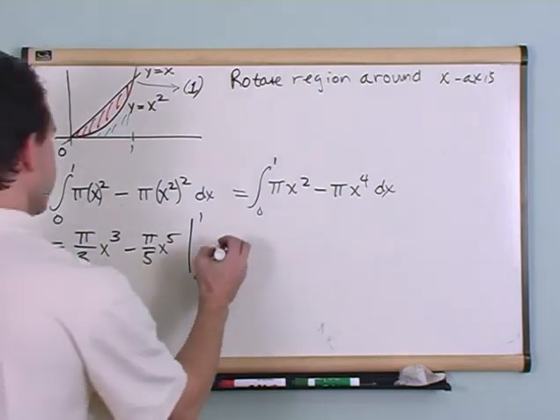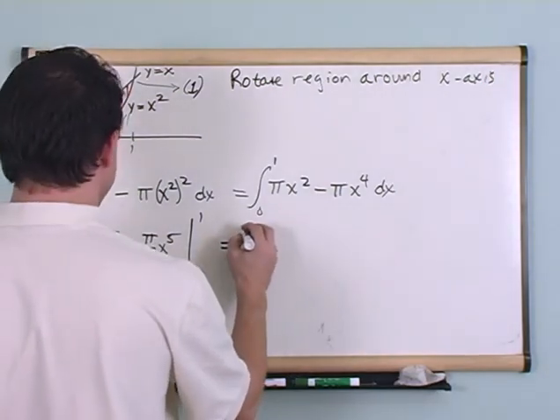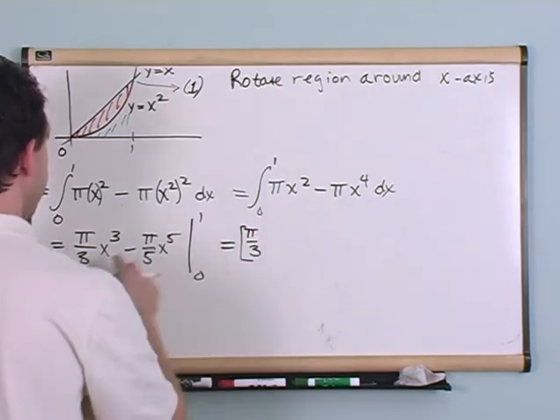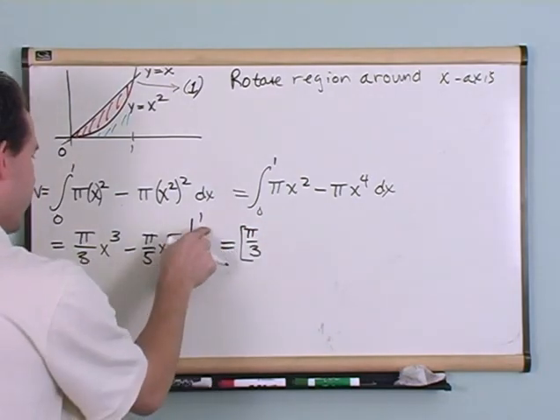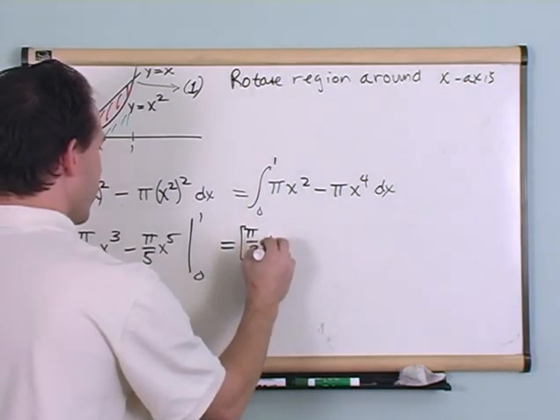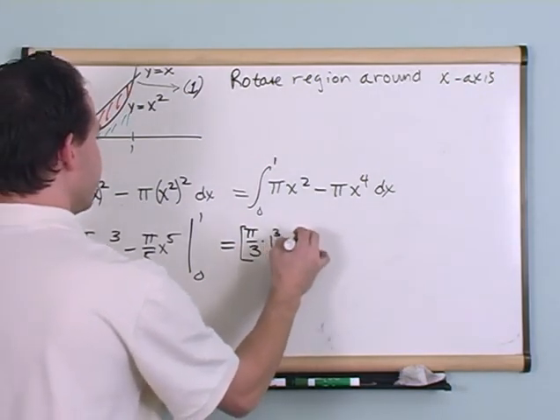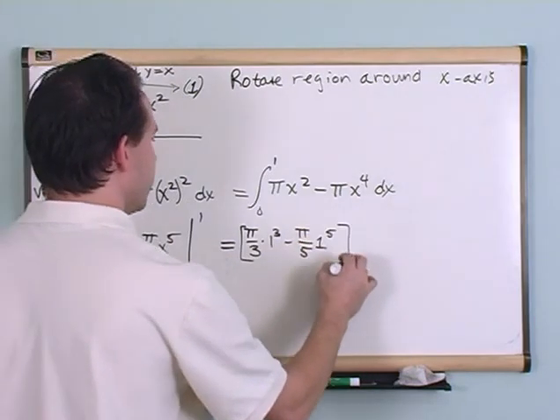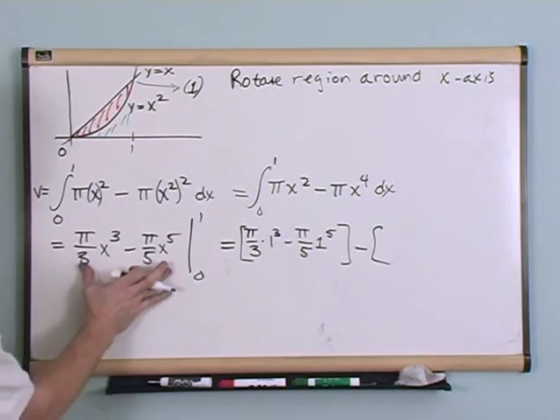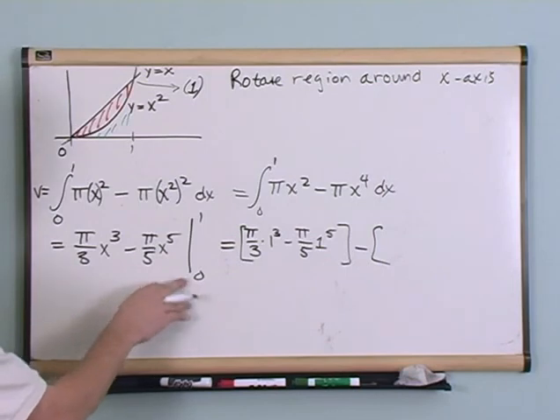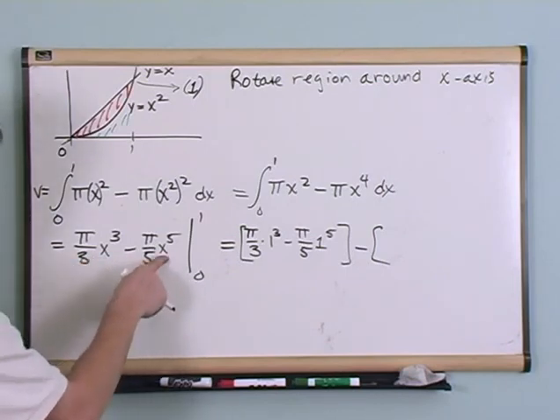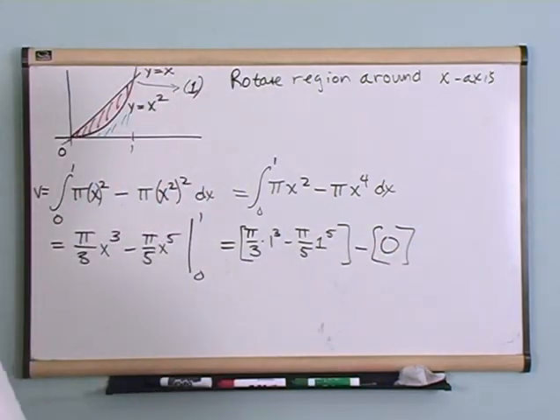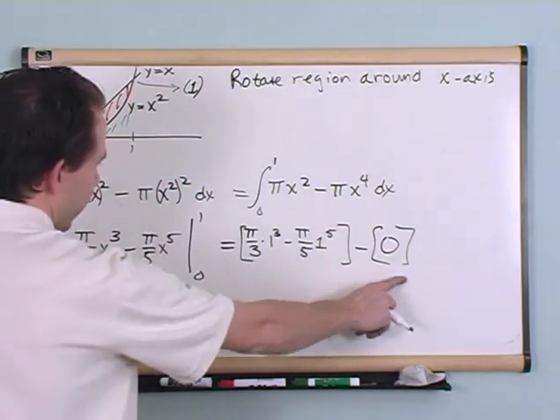Okay, so then in the end what you're going to have is pi over 3, and you're going to evaluate this at 1, right? Well, this is just 1 cubed, minus pi over 5 times 1 to the 5th. And I'm going to subtract off this whole thing evaluated at 0, but I can tell right away 0 is going to go here and 0 is going to go here and the whole thing is going to go to 0. So I'm not even going to bother writing all that down. It's going to go to 0 for the second term.